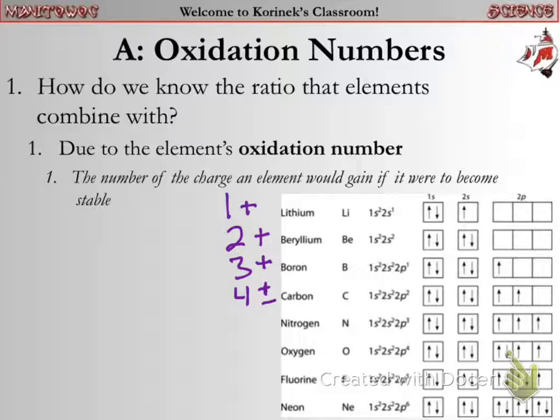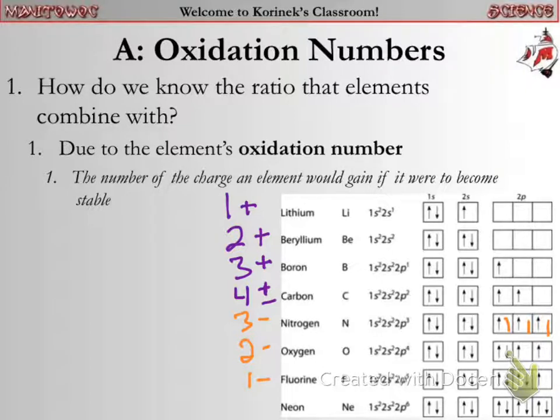Now, let's take a look at nitrogen first. Here are the outer shell electrons for nitrogen. There are 5 of them, 5 valence electrons. It can either lose all 5 of those, or it can gain 1, 2, 3. And if it gains 3, it's going to be stable, meaning it'll have the same electron configuration as neon down here. So gaining 3 is going to be an easier option. It gains 3 electrons, so it has a 3 negative charge. If you follow that same path, then oxygen is going to have a 2 negative charge and fluorine a 1 negative charge.